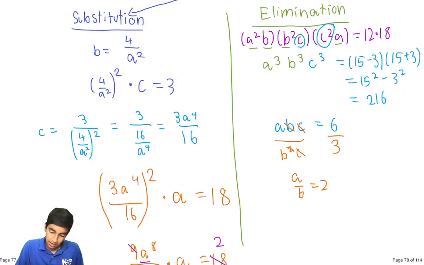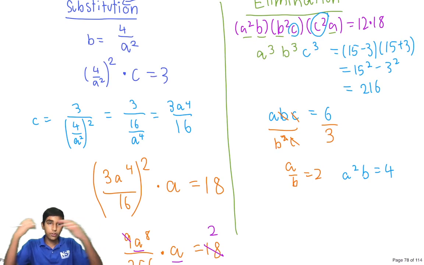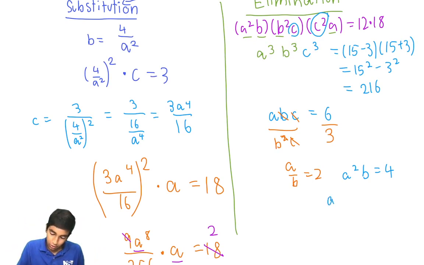A squared b equals 4. So now what? Let's eliminate b now. We multiply these two equations together. We get a cubed equals 8, since the b's cancel. And that means a equals 2.